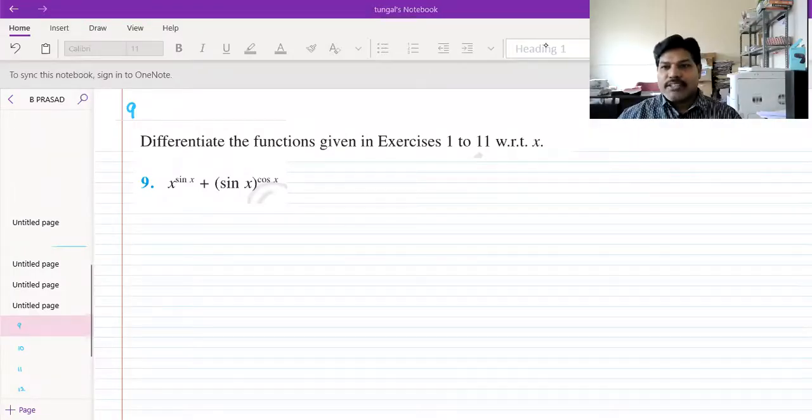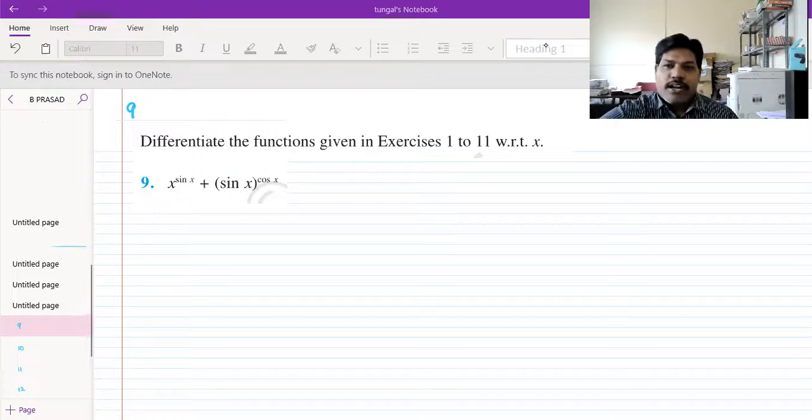So in the previous class we have completed question number 8. Now question number 9. What is question number 9? Differentiate the functions given in exercise 1 to 11 with respect to x. So we completed question number 8. See question number 9, students: x power sin x plus sin x power cos x.